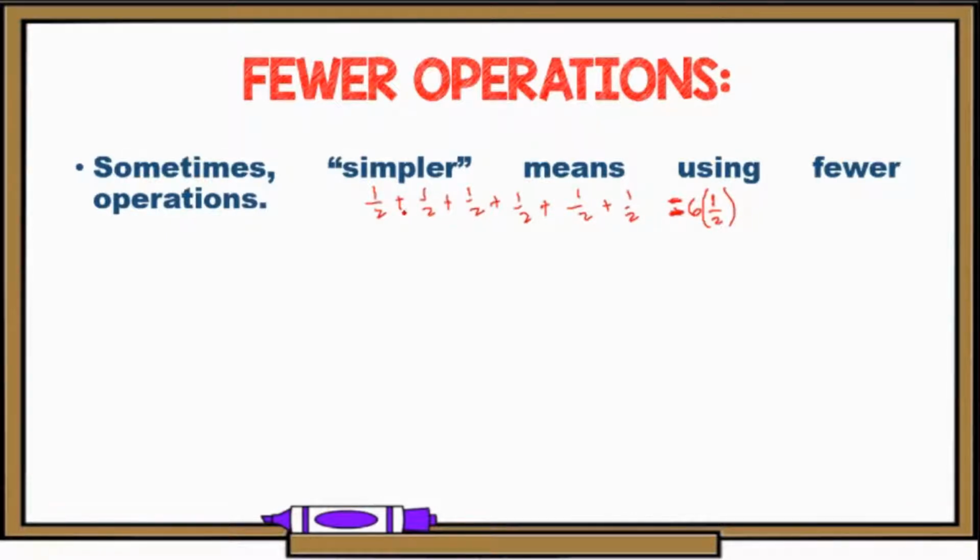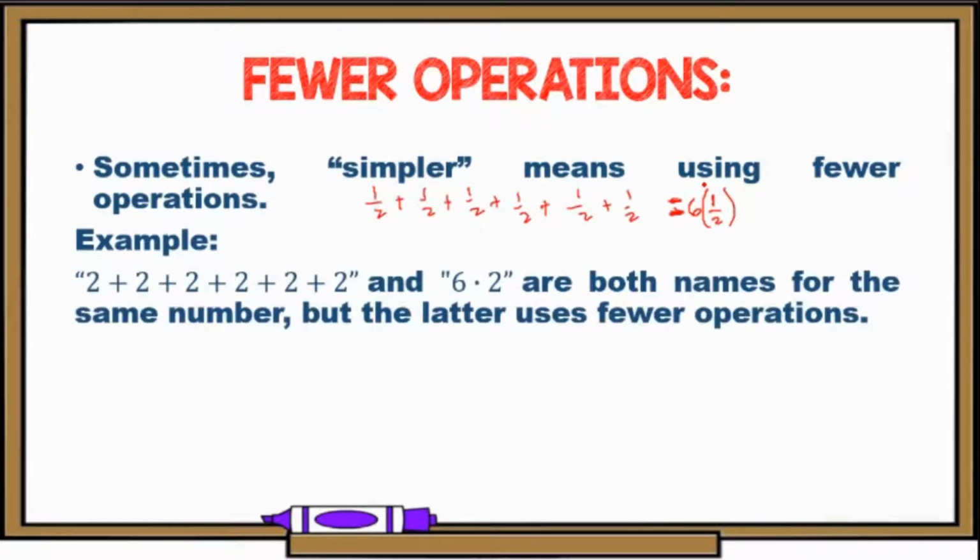For this one, how many times did we use plus? 1, 2, 3, 4, 5. But here, we only multiplied once. So this one is simpler, 6 times 1/2. Another example, 2 plus 2 plus 2 plus 2 plus 2 plus 2 and 6 times 2 are both names for the same number, but the latter uses fewer operations.